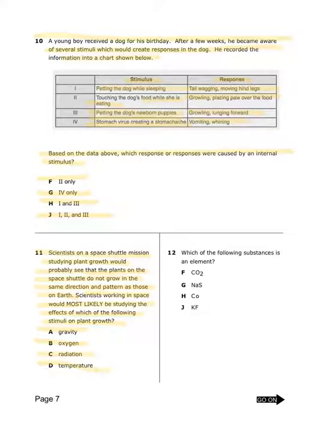Number 12. Which of the following substances is an element? F. CO2. G. NaS. H. CO. J. KF.